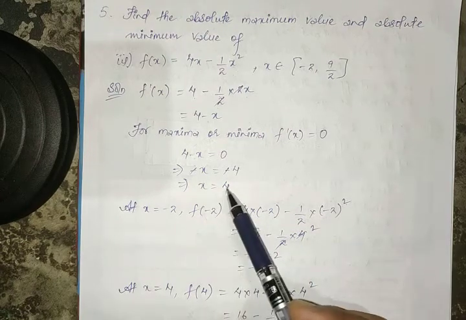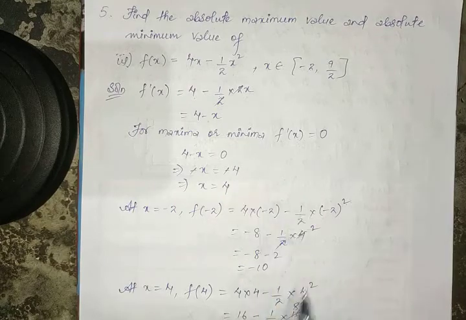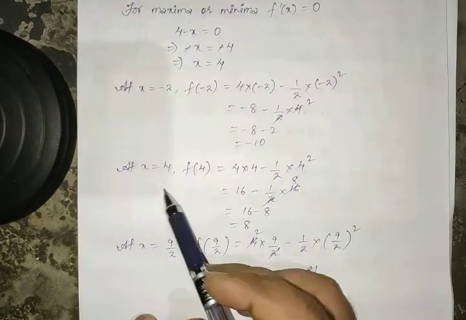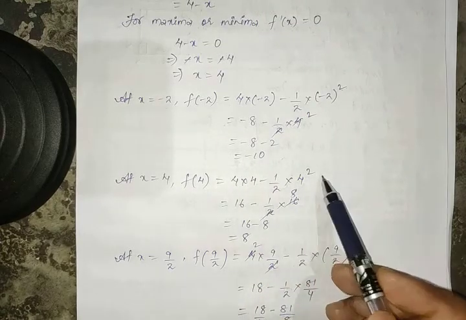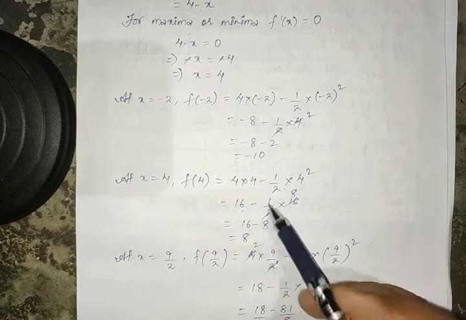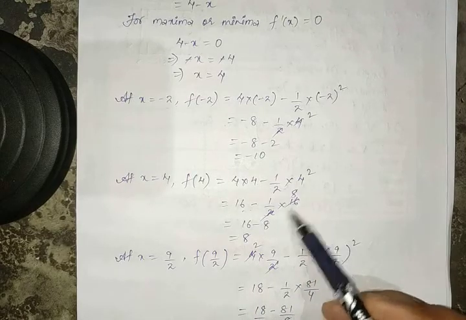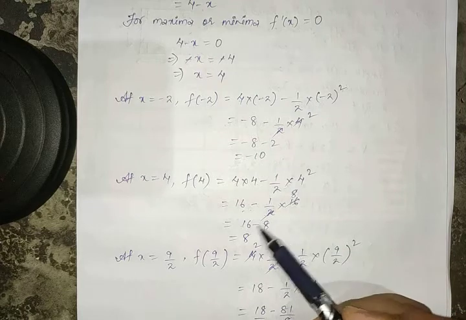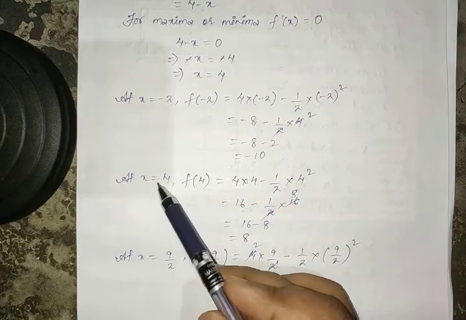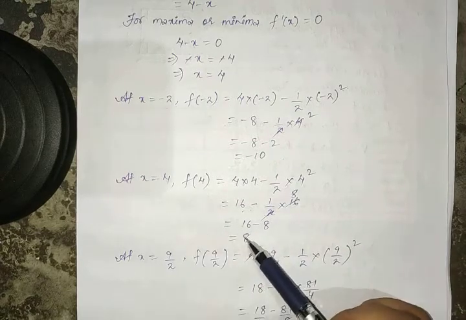Now let us check at x = 4, at this point. So at x = 4, f(4) will be 4 into 4 minus half into 4². So 4 4s are 16, minus half into, and 4 4s are 16. So you can cancel here, 2 8s are 16. So we'll get 16 minus 1 into 8 is 8. 16 - 8 is 8. So at x = 4, we are getting the value 8.